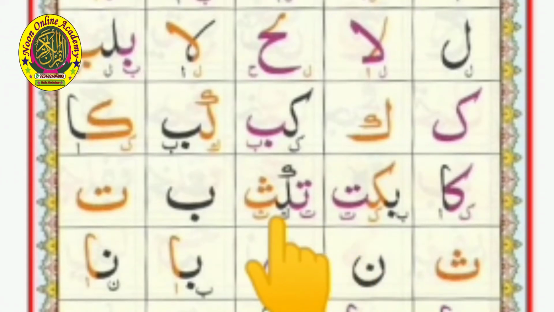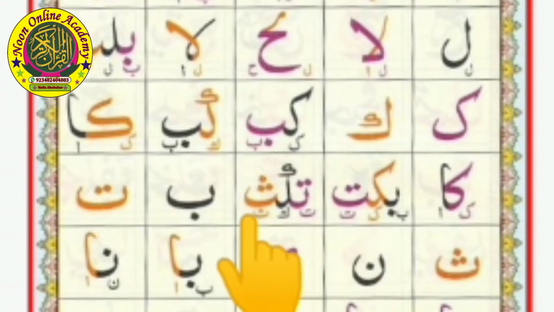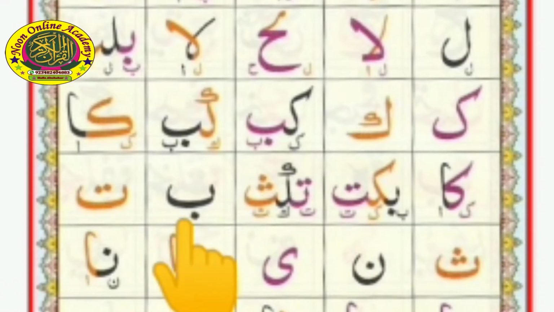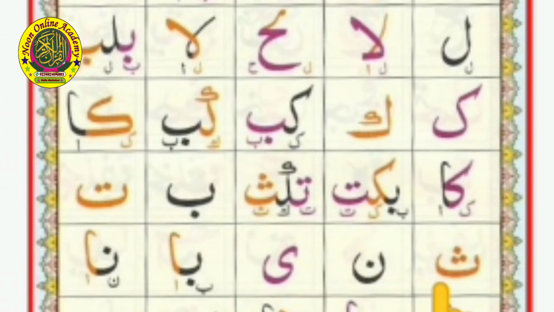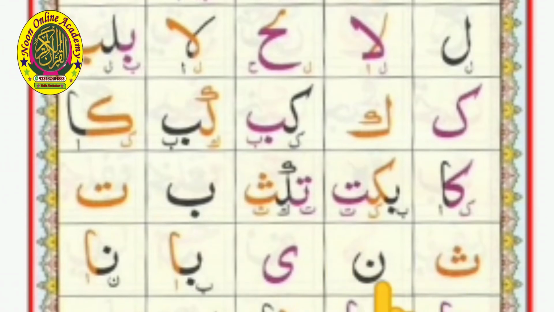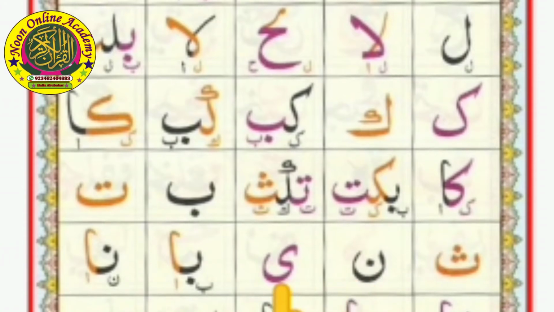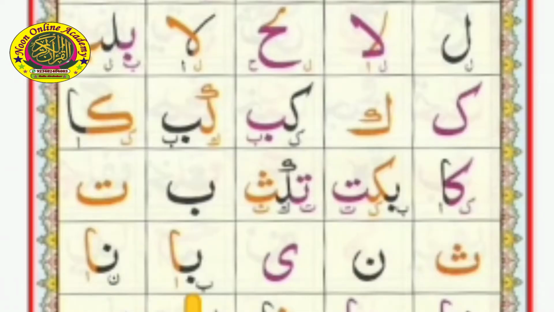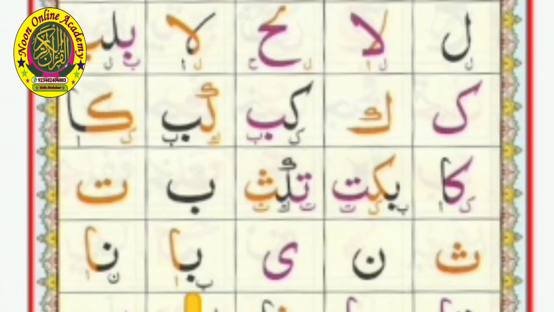Now join together. Ta, kaf, sa, ba, ba, ta, fa, noon, ya. That's easy. Ba, alif, ba, alif. We will learn before.